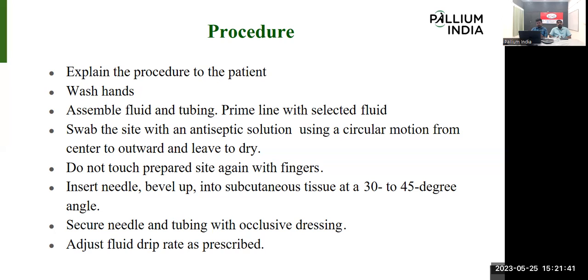Then after explaining the procedure to the patient, we need to do hand washing and wear gloves, then assemble every tubing and fluid item, all the materials we need to connect for the subcutaneous infusion, nearby. Then we need to select the site. Suppose we choose the lateral aspect of the left upper arm; after choosing the area, we need to clean it. For cleaning, we can use an antiseptic solution soaked swab.